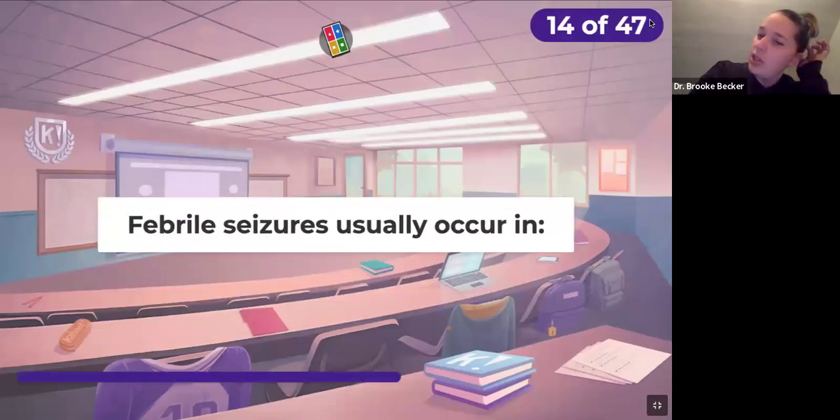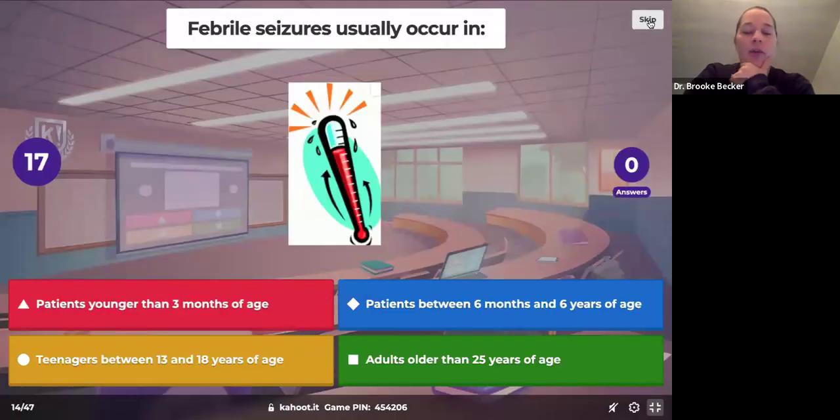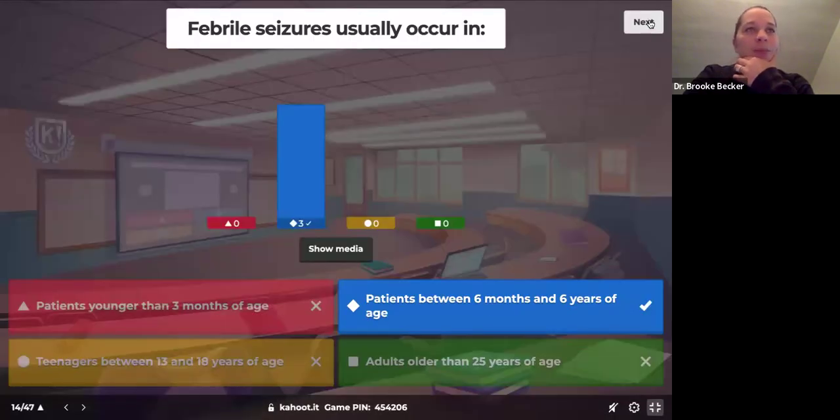Febrile seizures usually occur in patients younger than 3 months of age, which is red, patients between 6 months and 6 years of age, which is blue, teenagers between 13 and 18 years, or adults who are older than 25. Yep, good. Between 6 months and 6 years is the most common time for febrile seizures. Okay, good.